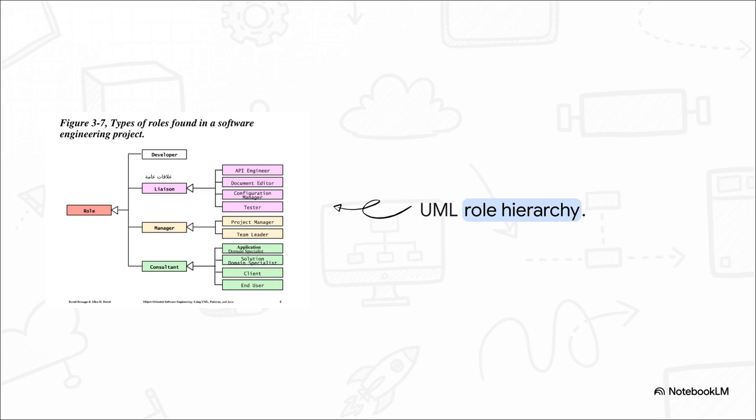Now, check out how the highly specialized positions inherit their traits directly from those core pillars. An API engineer or a tester, they're really just specialized types of liaisons. A team leader is a type of manager. Even an end user or a client is formally categorized as a consultant. It takes the absolute chaos of human resources and turns it into a perfectly logical framework.